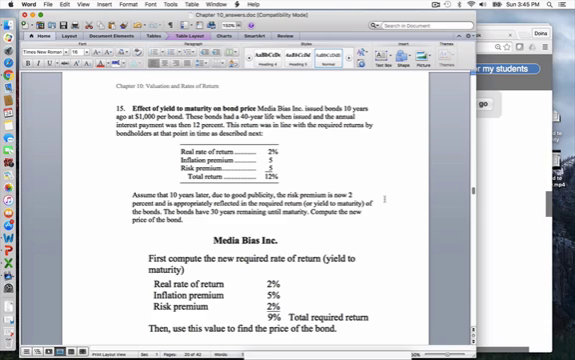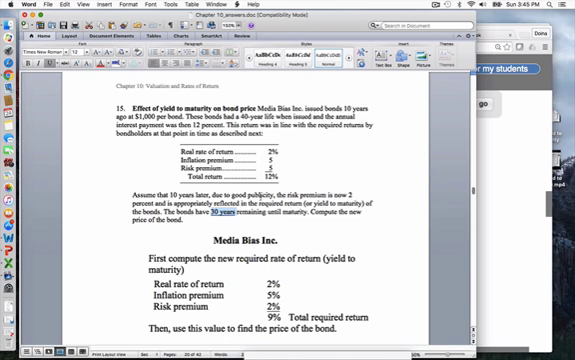Effect of yield to maturity on bond price, a different example. This business issued bonds 10 years ago at $1,000 per bond. These bonds had a 40-year lifespan, and the annual interest payment was 12%. This return was in line with the required returns. This is how it was when that bond was issued. 10 years later, that means I have 30 years remaining to calculate the new price of the bond. That's the one we are going to use for N.